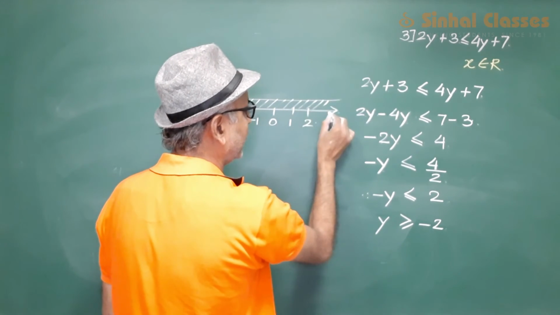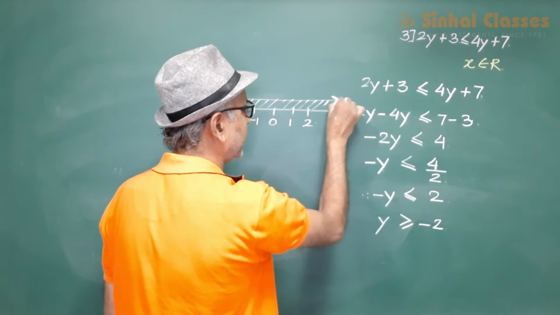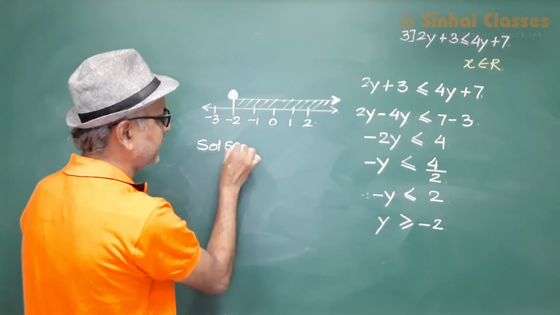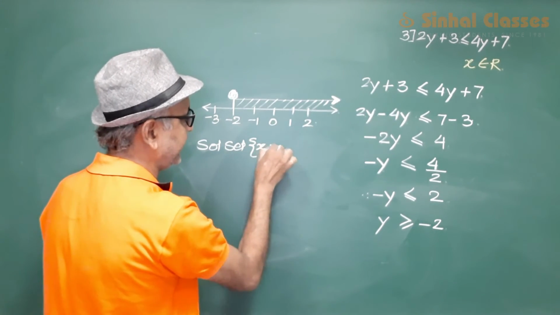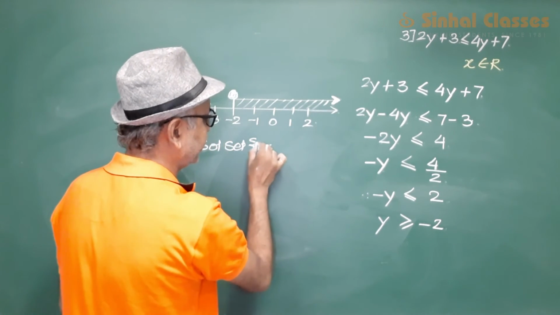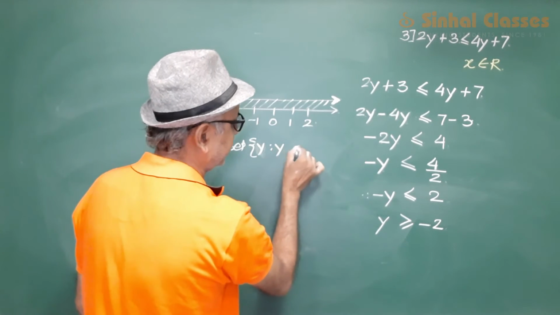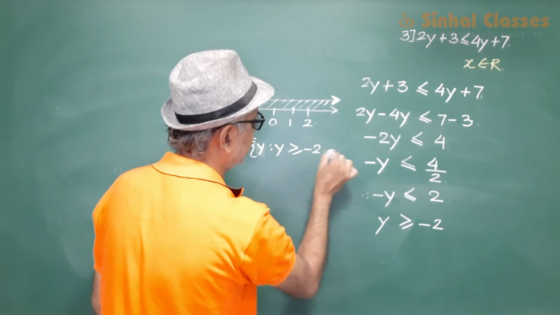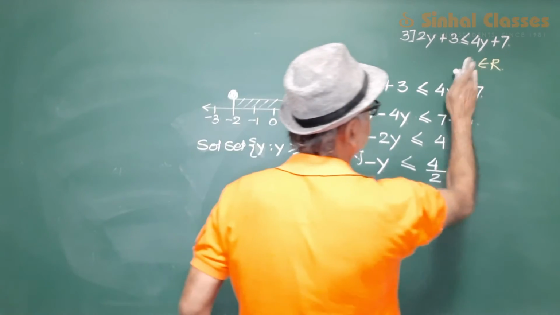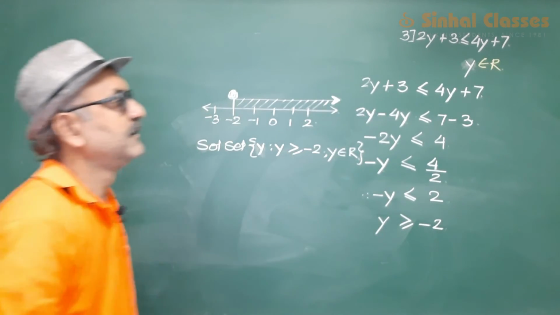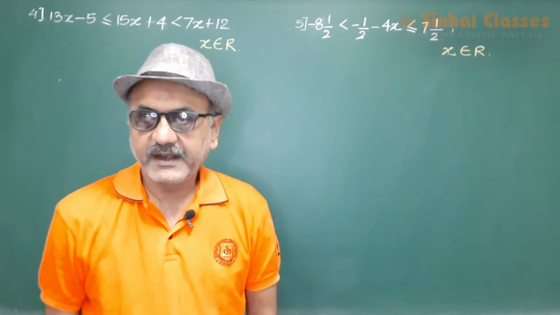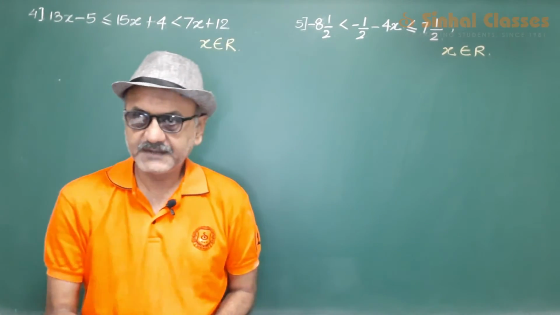This number will go up till infinity. So again put an arrowhead here. And the solution set would be x such that y is greater than or equal to minus 2, y belongs to real numbers. Here this is y belongs to real numbers. So this is the solution. Alright? Okay guys, now let's solve a couple of more sums.